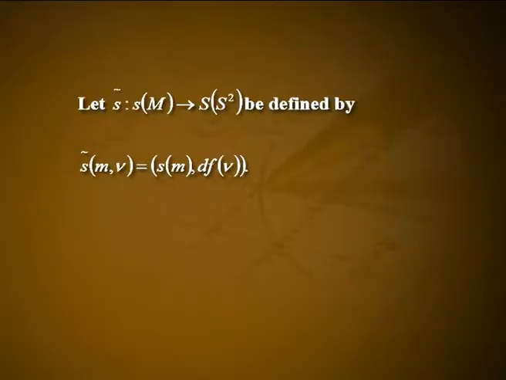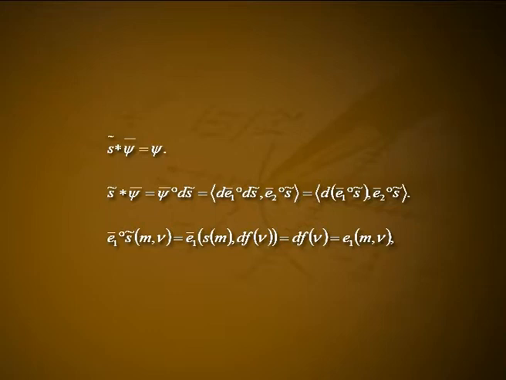Proof. Let S̃ from S(M) to S(S2) be defined by S̃(mv) is equal to (S(m), df(v)). Let ω1, ω2 and ψ be the structural one forms on S(M), and let ω̄1, ω̄2 and ψ̄ be the corresponding forms on S(S2). Then S̃*ψ̄ is equal to ψ. For S̃*ψ̄ is equal to ψ̄∘dS̃, which is equal to ⟨dĒ1∘dS̃, Ē2∘S̃⟩, which is equal to ⟨d(Ē1∘S̃), Ē2∘S̃⟩. But Ē1∘S̃(mv) is equal to Ē1(S(m), df(v)), which is equal to df(v), which is equal to E1(mv).